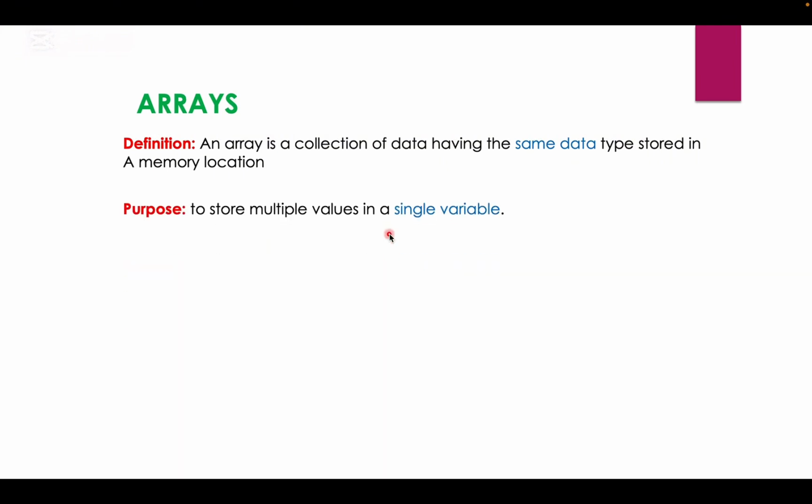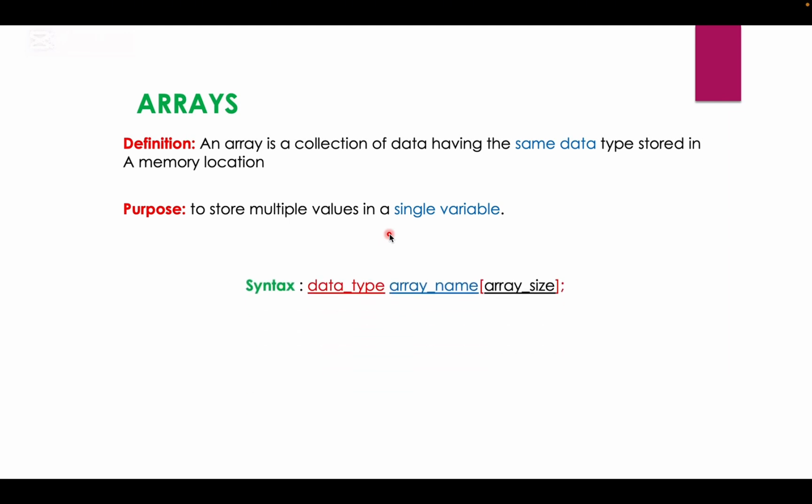What is the purpose of arrays? The purpose of arrays is to store multiple values in a single variable. So why should I use an array? When you have to store multiple values in a single variable, you use an array. For example, if you want to enter 20 marks into the computer, instead of creating 20 variables to store the 20 marks, you can create one array called marks to store the 20 different marks inside that one array. So the purpose of an array is to store multiple values in a single variable.